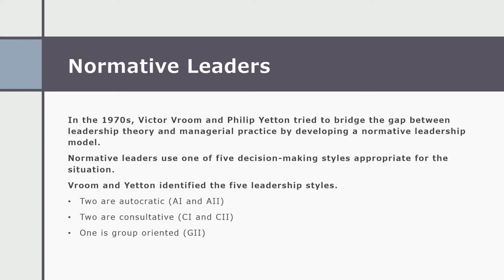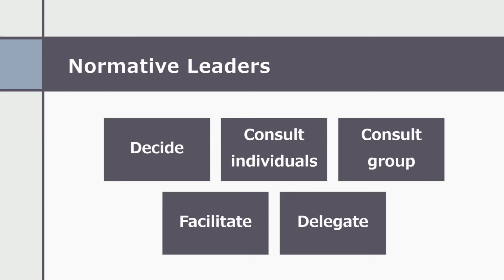Normative leaders use one of 5 decision-making styles appropriate for the situation. Vroom identified the 5 leadership styles based on the level of participation of group members in the decision. You can see here there are 2 that are autocratic, 2 that are consultative, and 1 is group-oriented. So, with those normative leaders, these are the different steps that they take. Number 1, decide. The leader makes the decision alone without any input from the group.